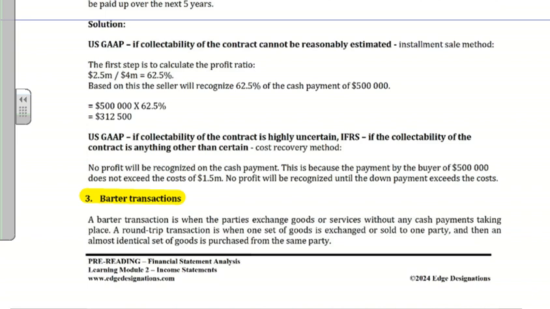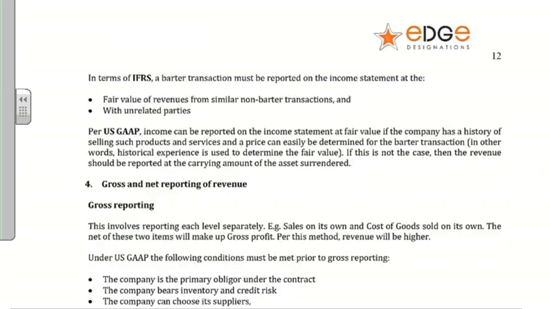Barter transactions. A barter transaction is when the parties exchange goods and services, and no cash actually changes hands. In terms of IFRS, a barter transaction also needs to be reported on the income statement, but you've got to be able to determine the fair value of the revenue, assuming almost as if the transaction happened with unrelated parties, not as if it were related parties.